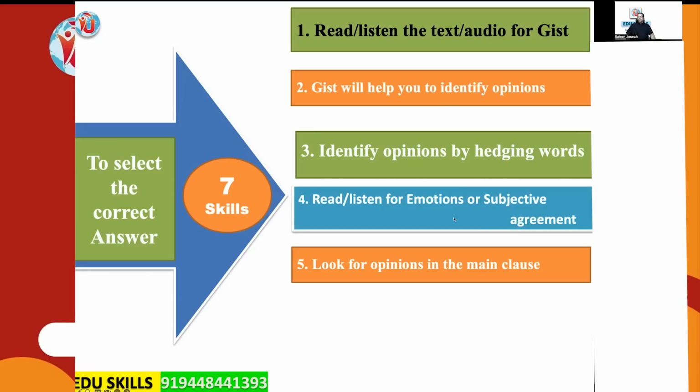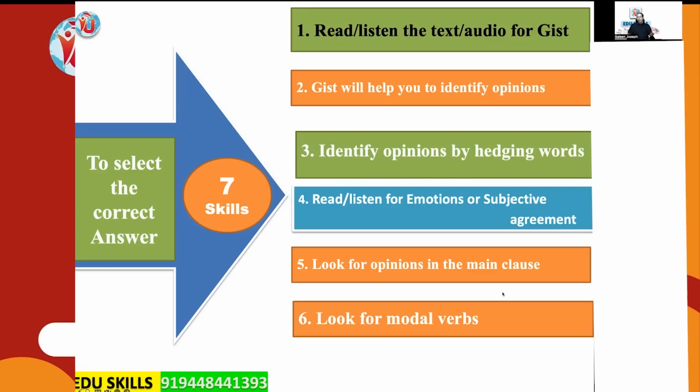Read or listen for emotions or subjective agreements. There will be emotional expressions or subjective agreements, and those will tell you that is the opinion of the person. Look for opinions in the main clause. When there is a complex sentence, a very long sentence, your answer will definitely be in the main clause, not in the subordinate clause. I hope you know what is a subordinate or dependent clause and a main clause or independent clause. So the independent clause will have the answer, not the dependent clause.